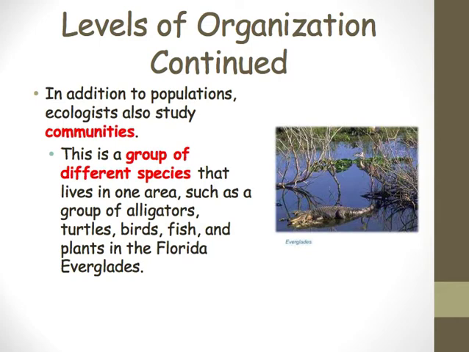Then we have communities, and communities are different species that interact together in one area. Say a community on a farm near a pond might have catfish, pond grass, toads, and turtles. This would be a community in one environment or one little ecosystem.